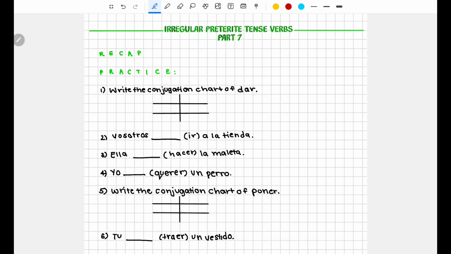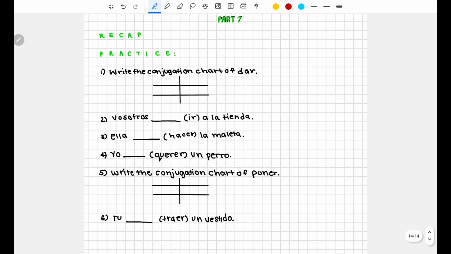Pause the video now and complete your practice. You have 2 full conjugation charts to write, and the rest of them you are just conjugating the specific verb for the specified subject pronoun.